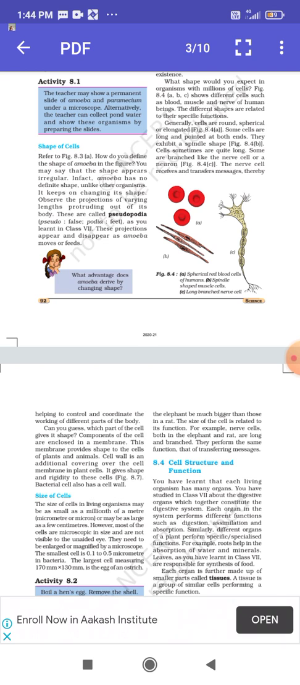Now see students, you all know that the cell is enclosed in a membrane, and that membrane is called the cell membrane. But in plant cells, apart from the cell membrane, an outermost covering is also present, that is known as the cell wall. This cell wall provides shape and rigidity to the cells. Bacterial cells also have a cell wall.